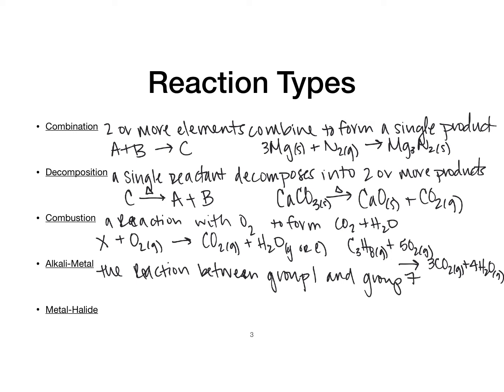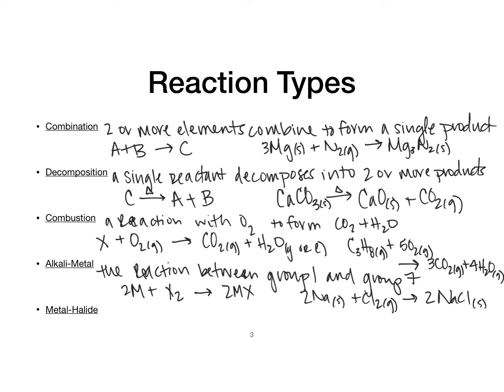These are quite vigorous, and so you would have 2M plus X2. Where group 1 is the leftmost, containing things like sodium, and group 7 are the halides, that would form 2MX. So for example, 2Na solid plus Cl2 gas is going to give you 2 moles of NaCl solid. And so these are quite vigorous.